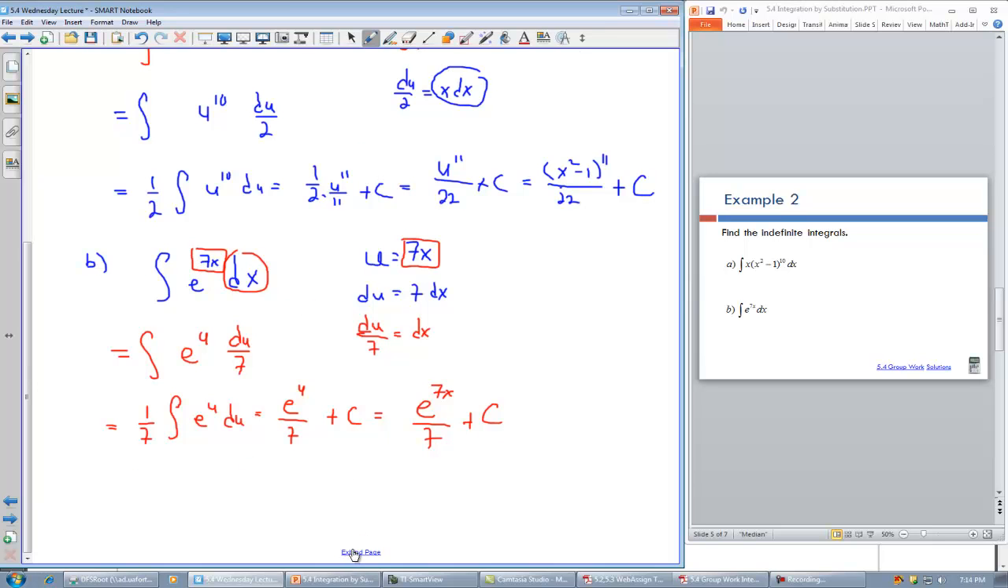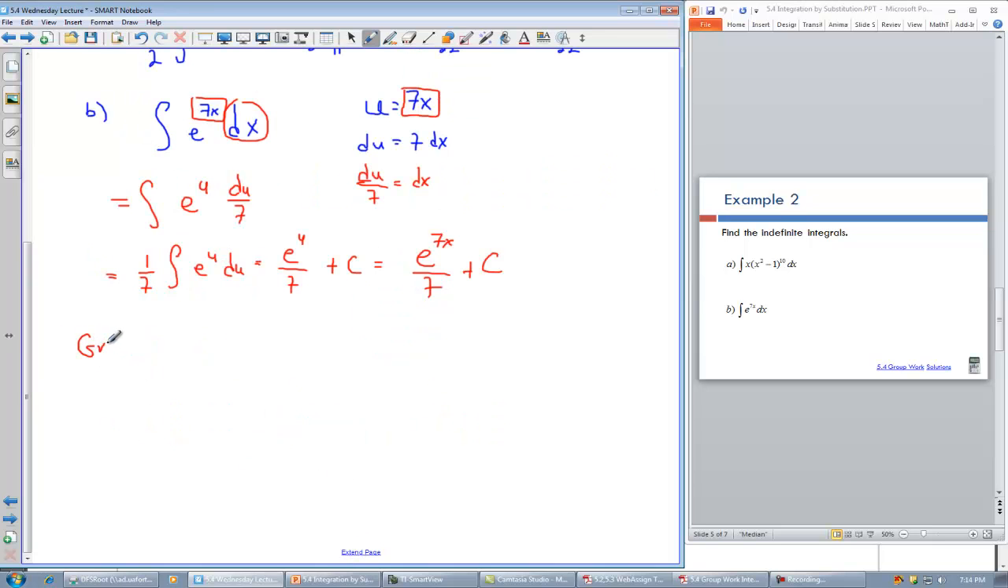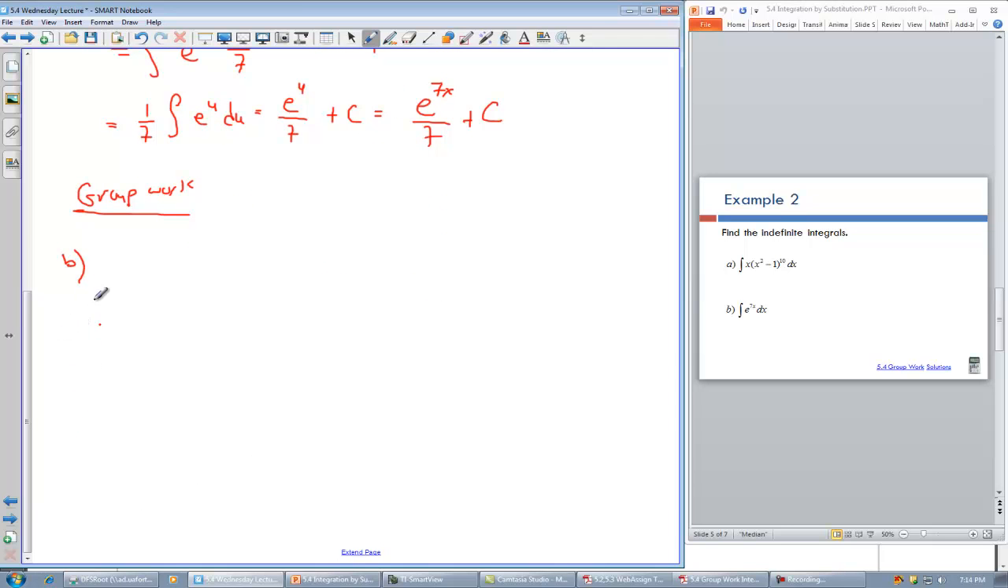All right, so let's do the next group work problem. I'll write it down here, and then you can pause the video and work on it yourself. So part B. On this one, all right, what do we have? Well, we have the integral of e to the 5x dx. So make your substitution, and you should get out for an answer: this should be equal to 1/5 e to the 5x plus c.